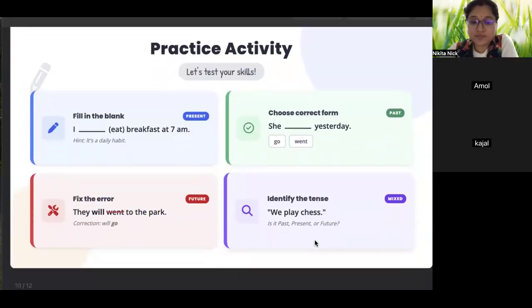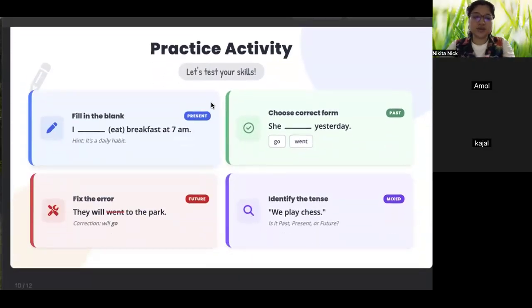This is the last activity we will do today, and we will continue from tomorrow. Okay. So this one, Pooja. This is present. It's a daily habit. Fill in the blanks. I eat breakfast at 7 a.m.